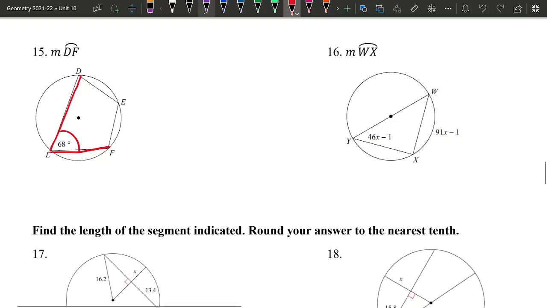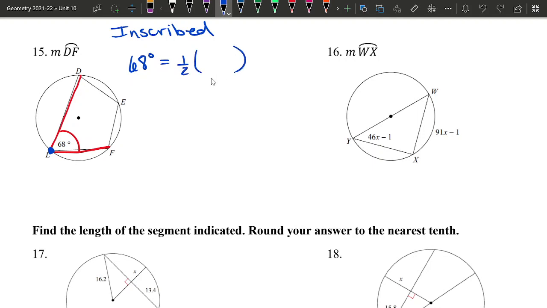And the vertex of the angle is sitting on the circle. So when the vertex of the angle is on the circle, that's called an inscribed angle. And the angle DLF, actually it's just 68 degrees, is equal to half of its intercepted arc. So the intercepted arc is from here to here. And that is the arc that we're being asked for, the measure of arc DF from D to F.